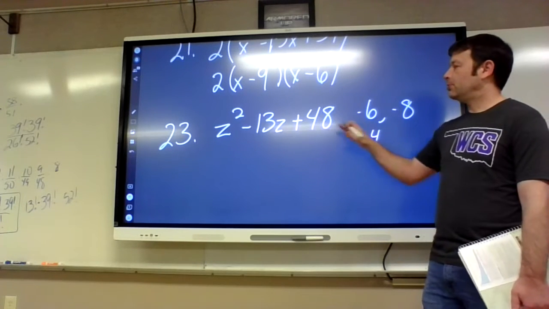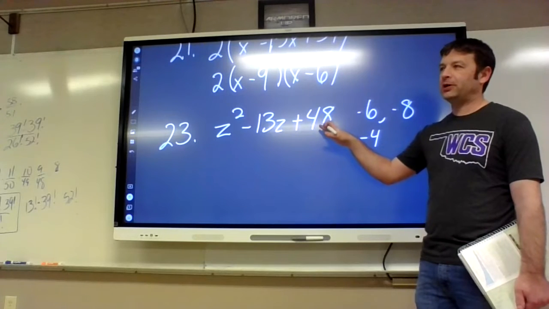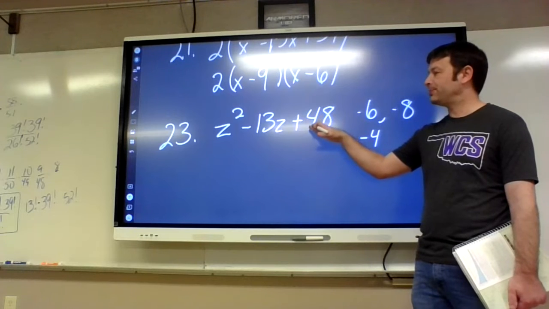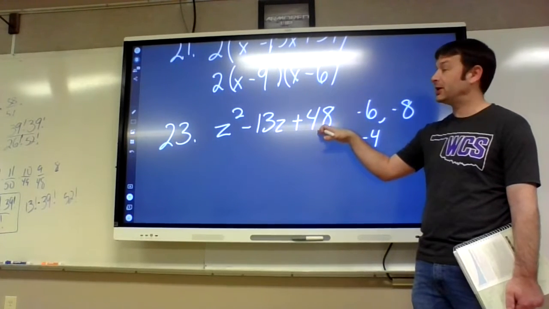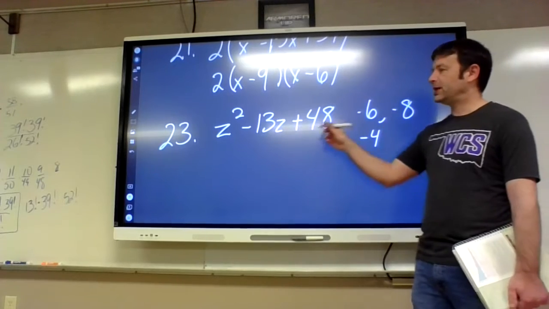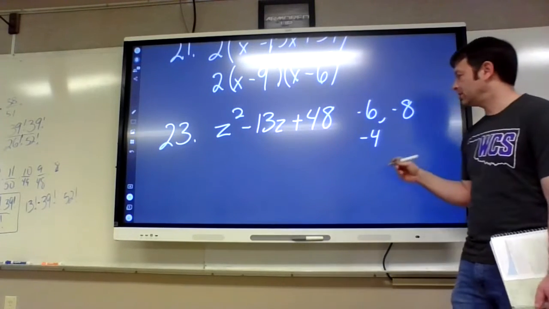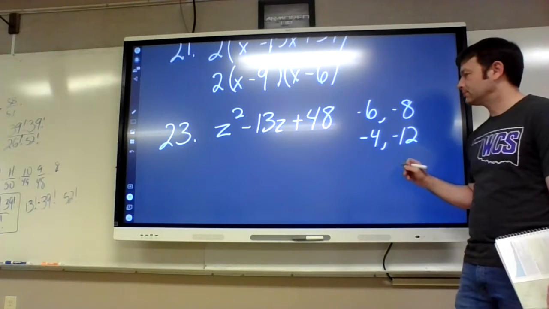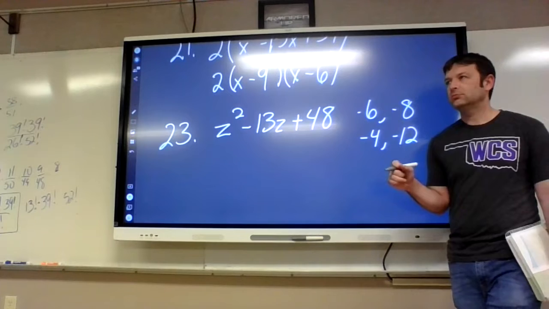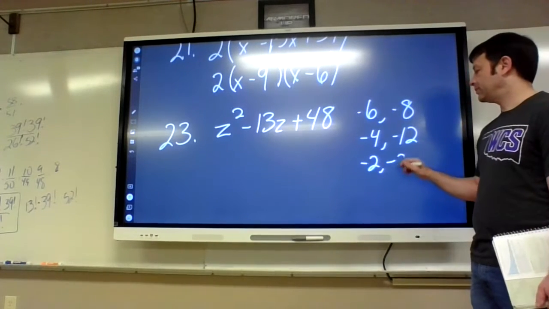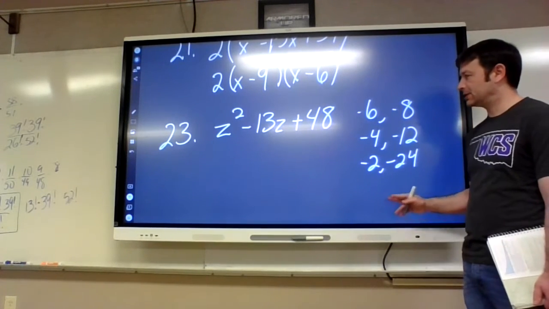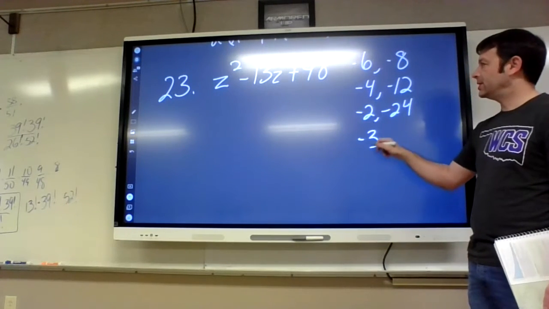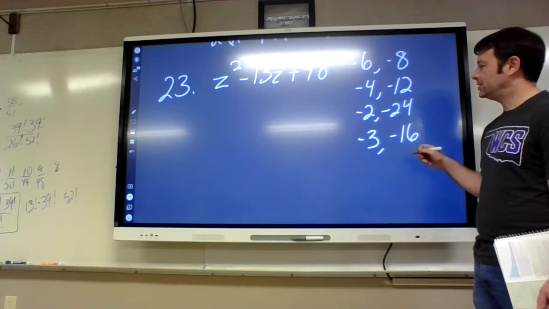Okay, 2 and something. We can't use a negative and a positive, right? Because a negative times a positive is negative. We have to use a positive times a positive or a negative times a negative. So, 2 negatives in this case. Negative 4 and negative 12, that adds up to negative 16. What else? Negative 2, negative 24, that adds up to negative 26. Negative 3 and negative 16.